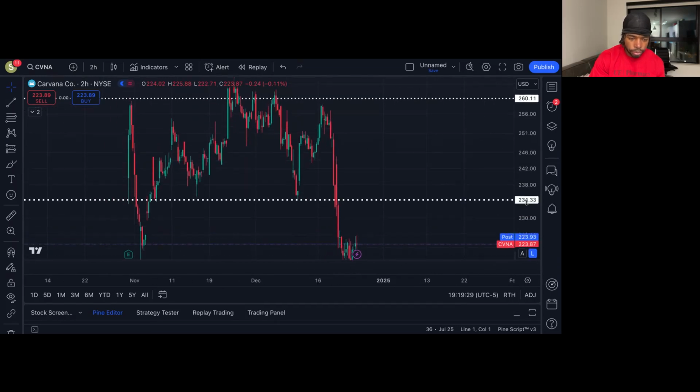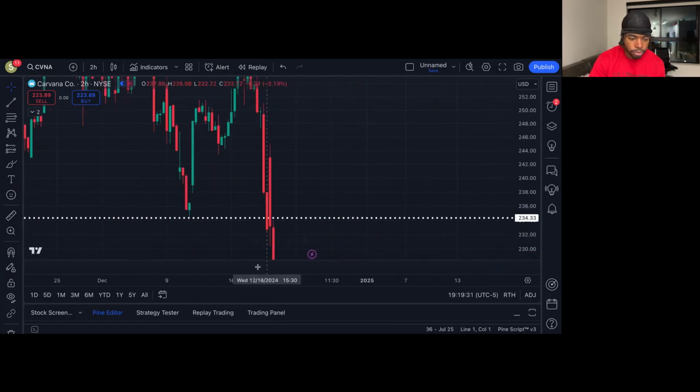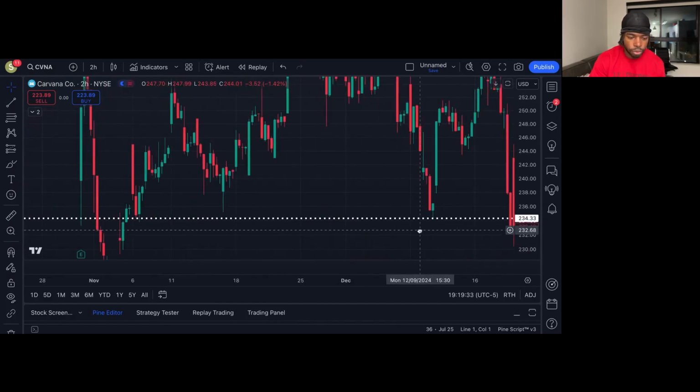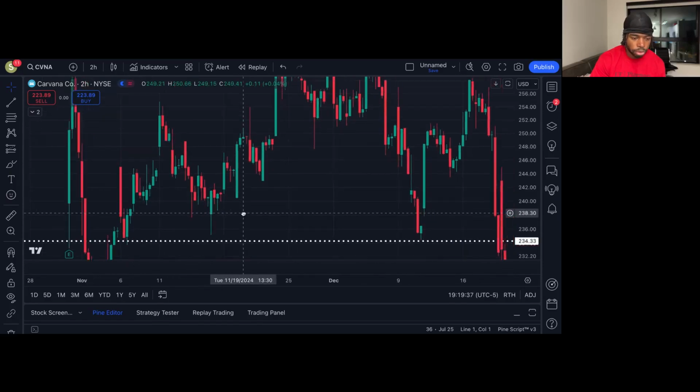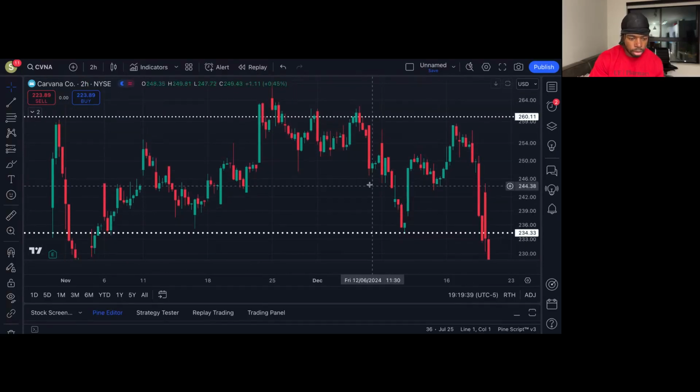And then other key levels here on Carvana. This wick tap here at 234.33. Looks like we hit that multiple times here. Support. Let's see. Kind of looks like this area right here is a key level. Let's see if we can get it better. Yeah, right there.